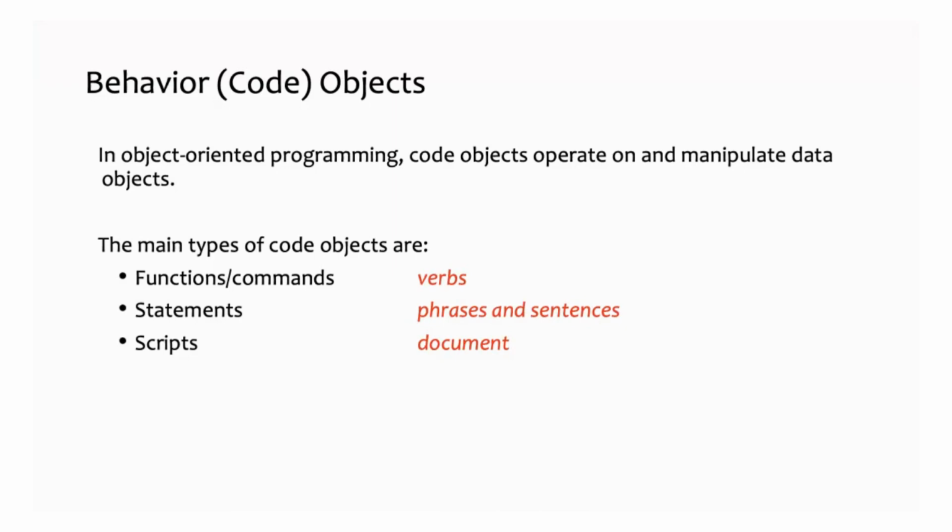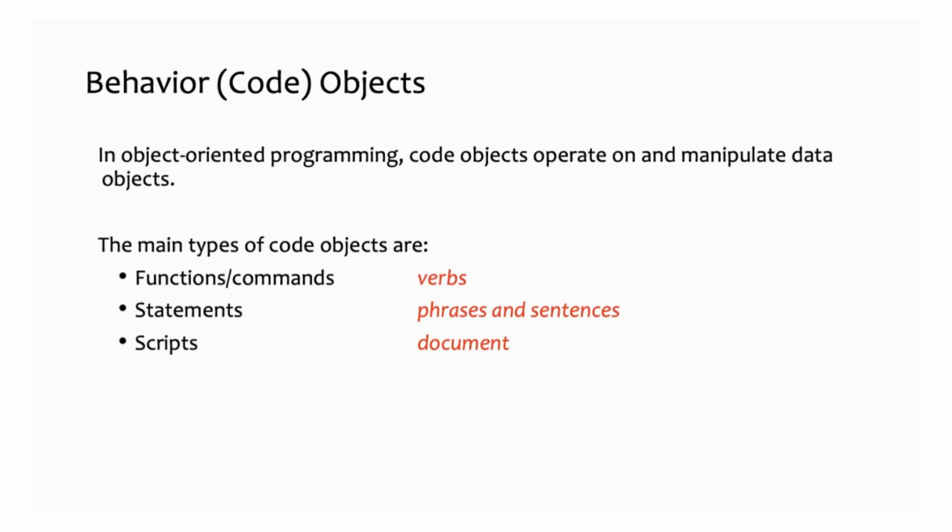So the main types are functions or commands, and these are acting like verbs in sentences in the syntax of these languages. They describe some operation to do some function, and they're the verb, they're the action. Statements are kind of like phrases and sentences, so they may include one or multiple functions or commands in a single line of code, as well as other operators.